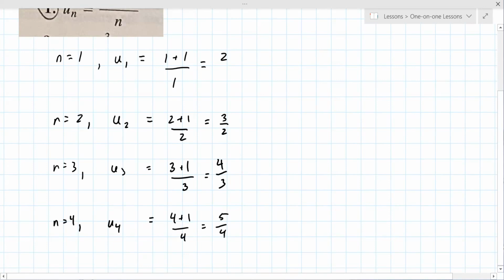So you're starting to see the pattern now. So at some point you may not even need to write all this. You can just say, okay, it's 2, 3/2, 4/3, 5/4, comma 6/5, comma 7/6. And that's the first 6 terms. And then it wants you to find the 100th term, so you just have to put 100 in. It's 101 over 100 for that.